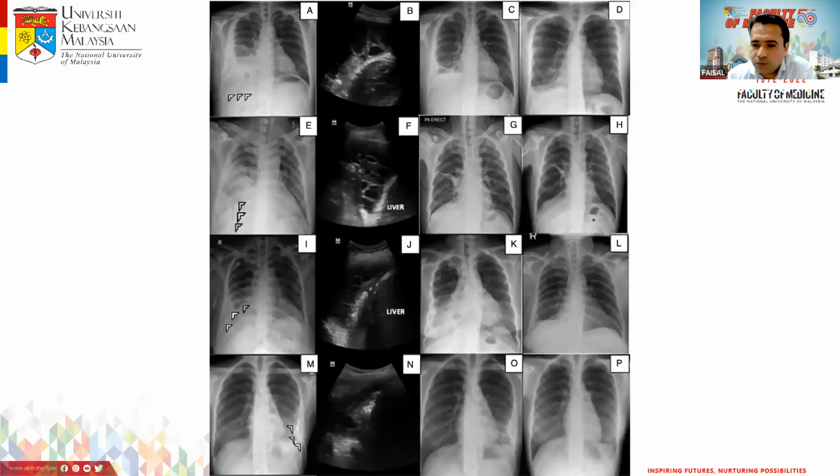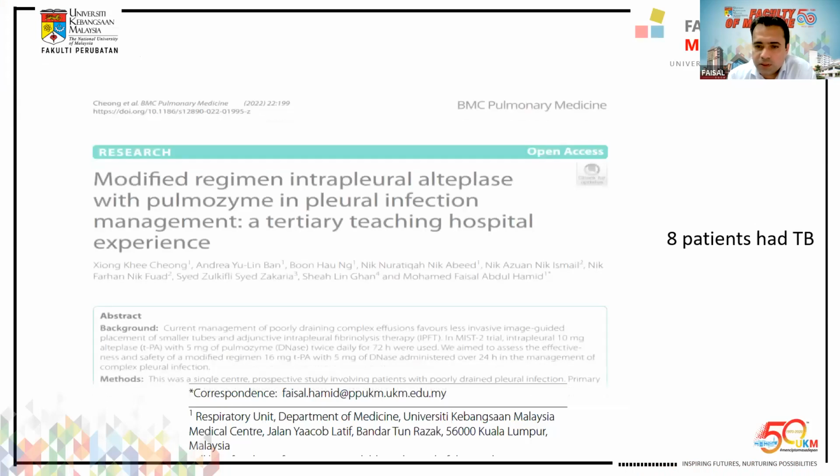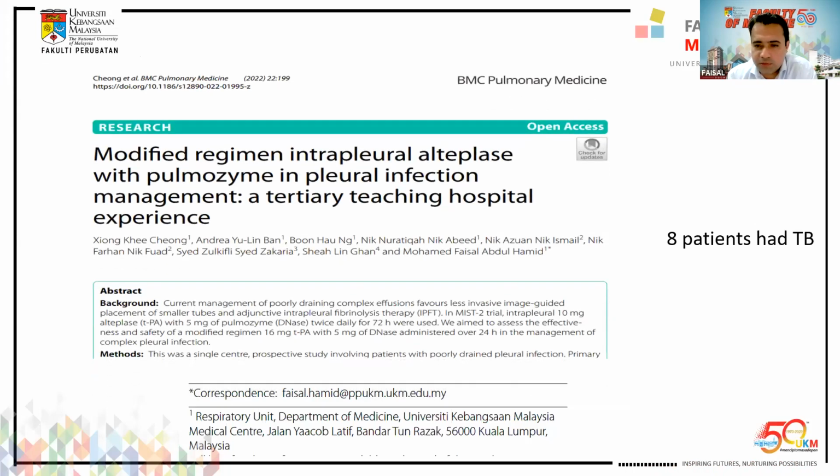Another 4 patients, again with tuberculous effusion, very septated effusion and so on, again had a remarkable improvement of the radiological outcome after fibrinolysis. So we can use alteplase and pulmozyme in patients with TB empyema as well as TB effusion. In the paper that I showed earlier, where we used a modified regimen of intrapleural alteplase and pulmozyme, published in BMC Pulmonary Medicine, we actually had 8 patients who had a tuberculous effusion.